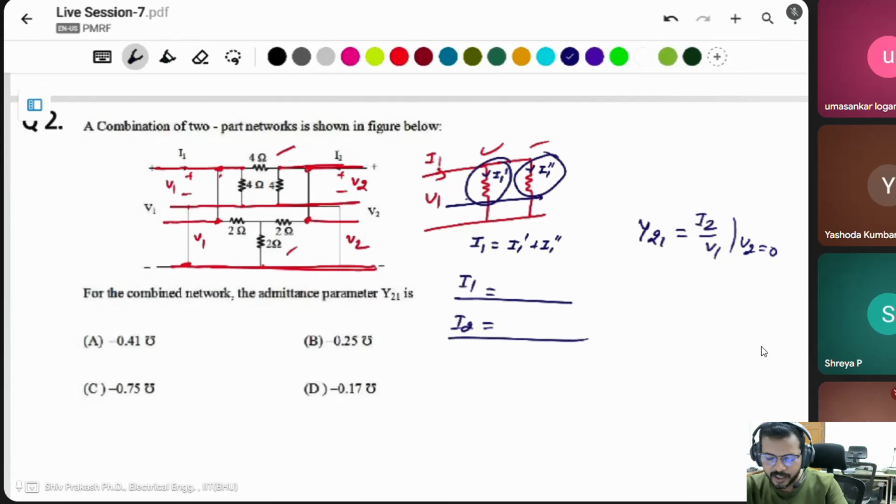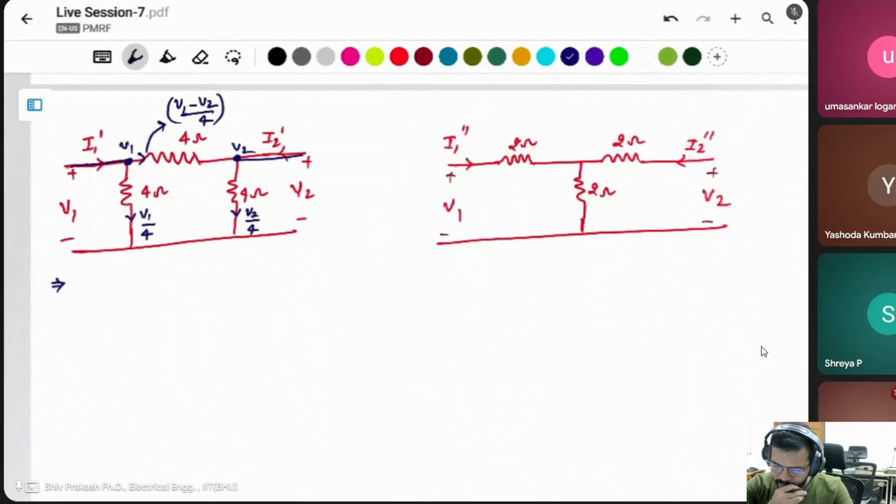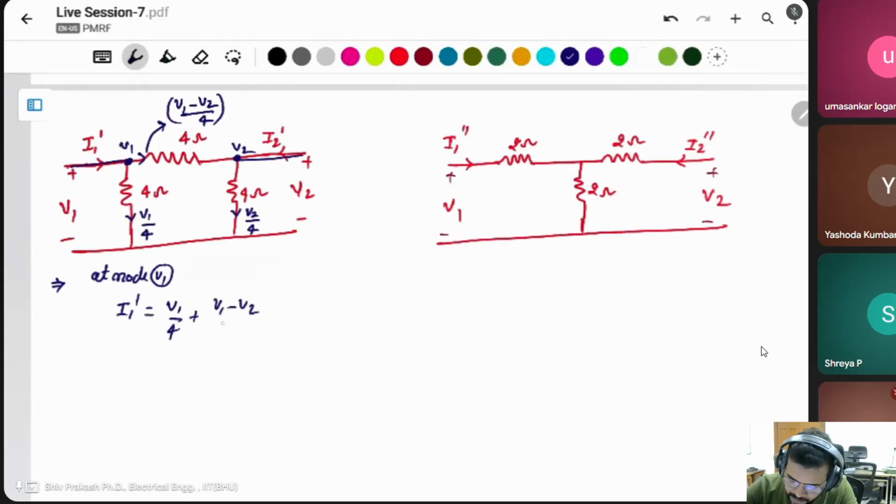But for more understanding, I want to find all the parameters. Okay, at node V1, incoming current is I1 dash, then I1 dash is equal to the outgoing current, V1 by 4 plus (V1 minus V2) by 4. Then I1 dash is equal to V1 by 4 plus V1 by 4, this will be V1 by 2 minus V2 by 4. Equation number 1.